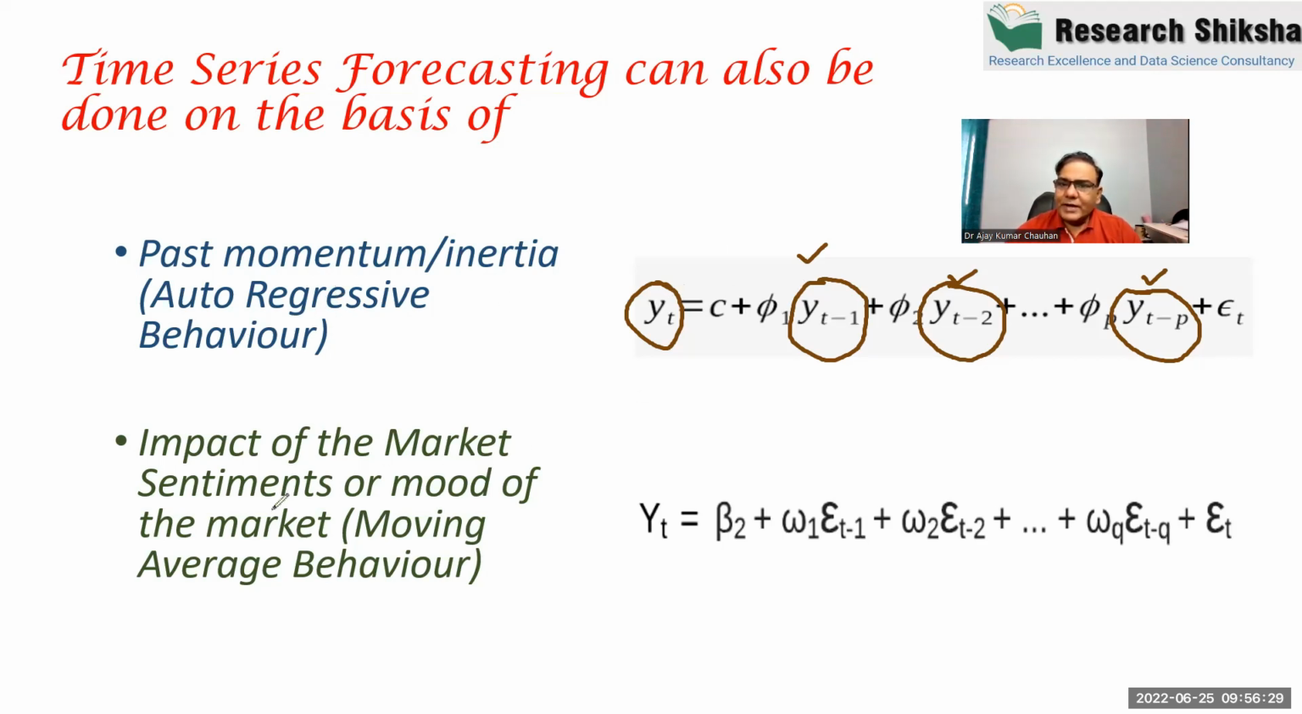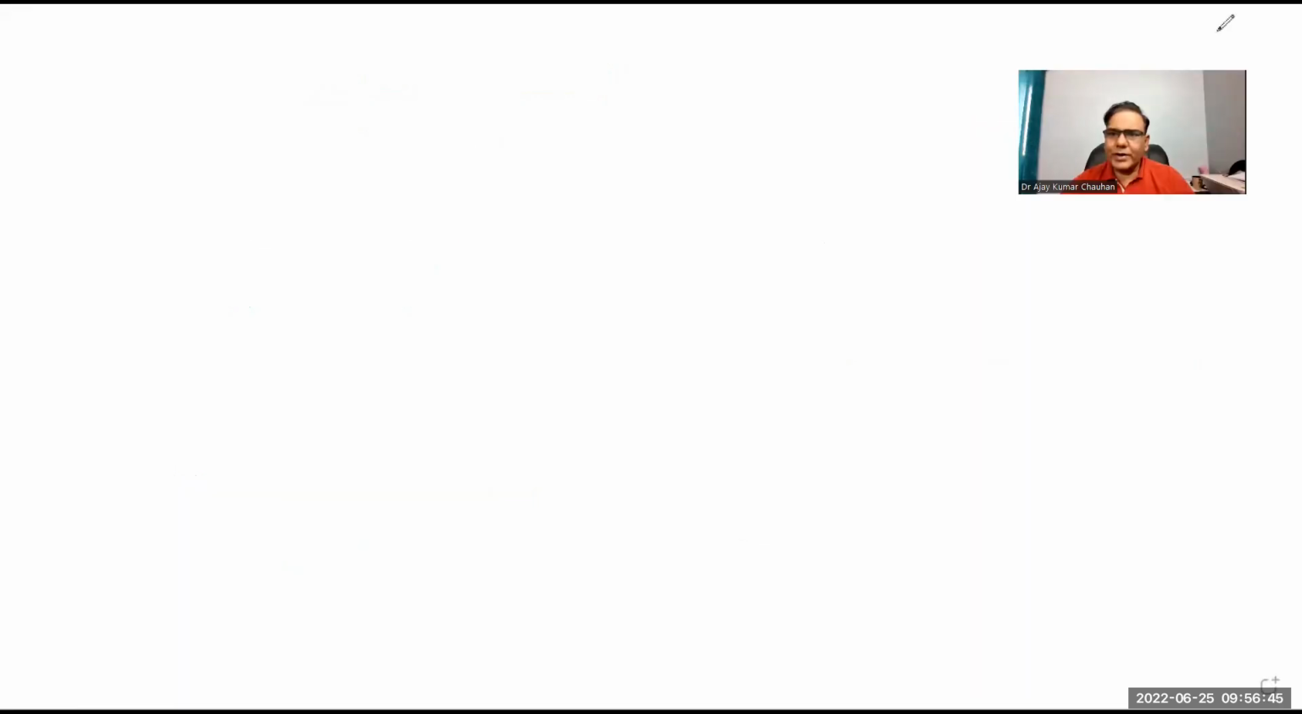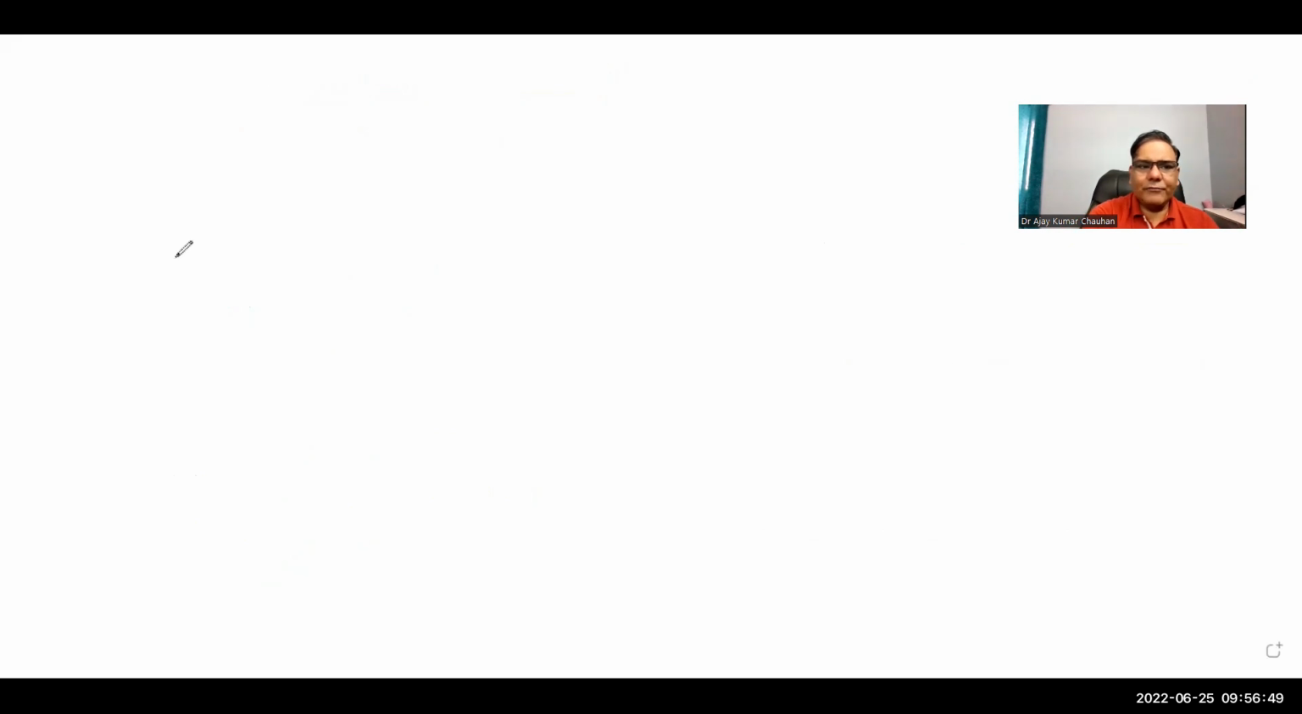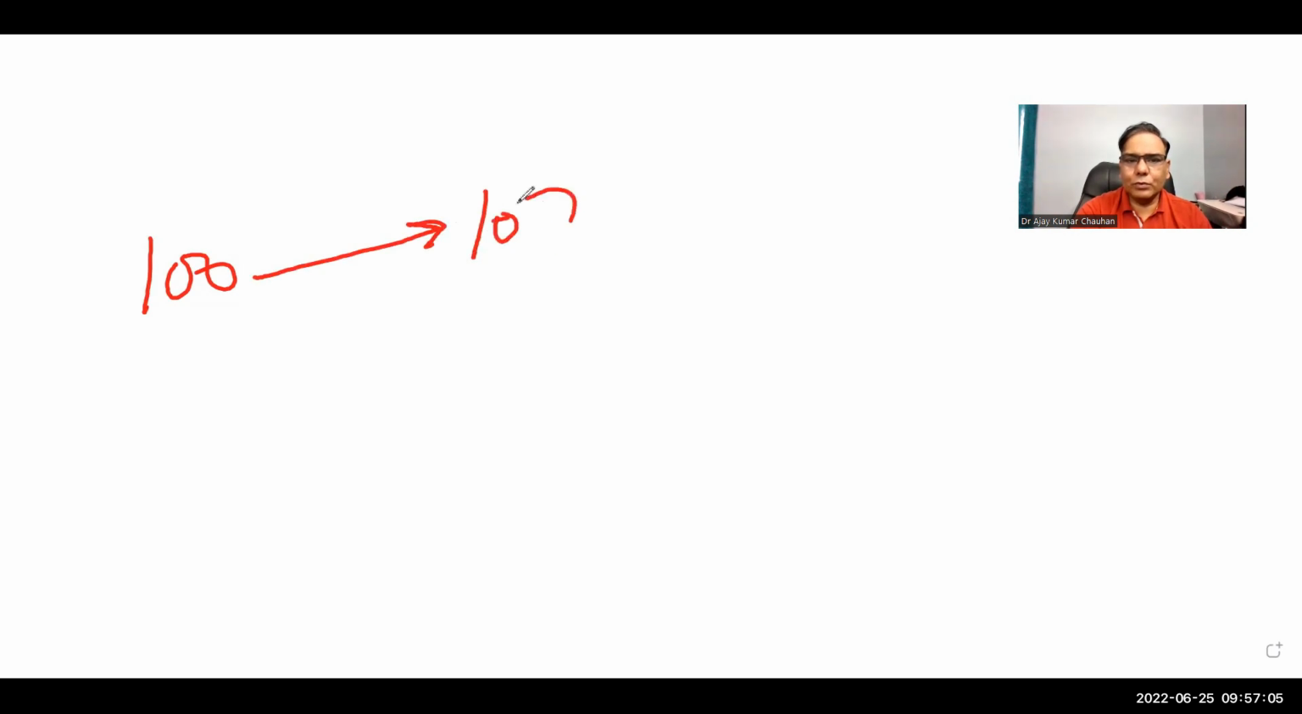In the second case, we are analyzing the sentiment or the mood. So let me explain the concept of sentiment. That is something new, and this concept is quite important. Suppose the value of today is 100. Assume any financial asset, and the value of this financial asset is 100. And we are expecting it to be 102. It is the expected value of the asset. Now it may move to 90 also. It may move to 110 also.